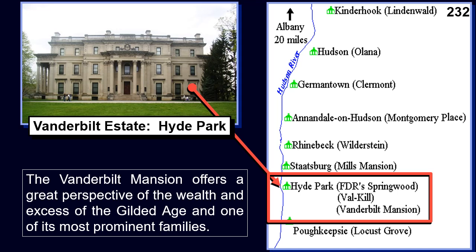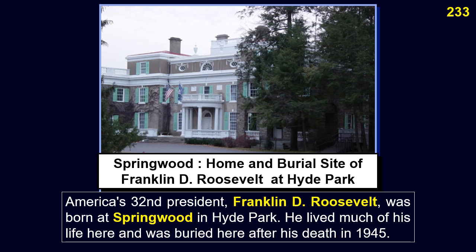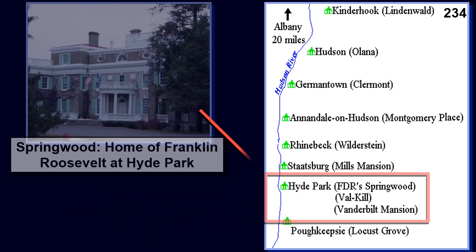most prominent families. America's 32nd president, Franklin D. Roosevelt, was born at Springwood in Hyde Park. He lived much of his life here and was buried here after his death in 1945. Franklin D.